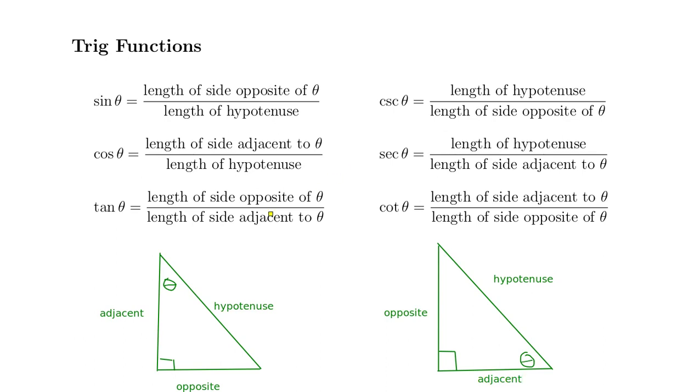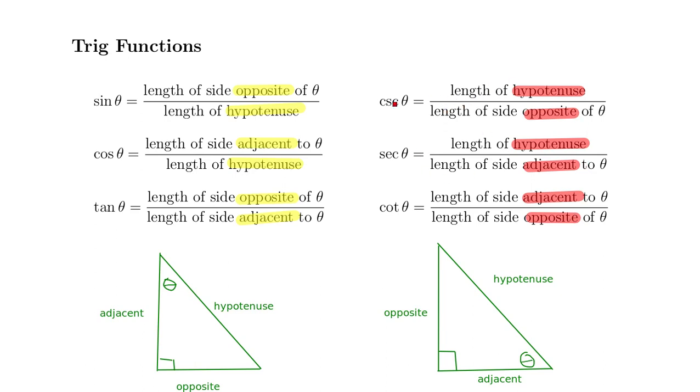So what I want us to focus on is sine is the opposite side over the hypotenuse. Cosine is the adjacent side over the hypotenuse. Tangent is the opposite side over the adjacent. Cosecant is, I'll put this in red, the hypotenuse over the opposite side. Secant is the hypotenuse over the adjacent side. And cotangent is the adjacent leg over the opposite side.